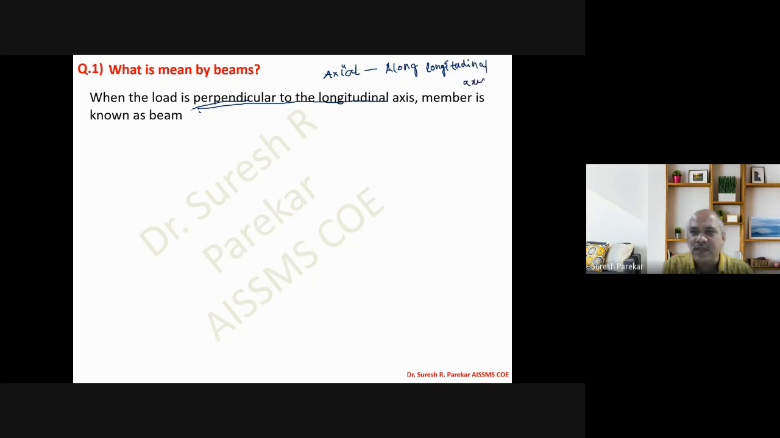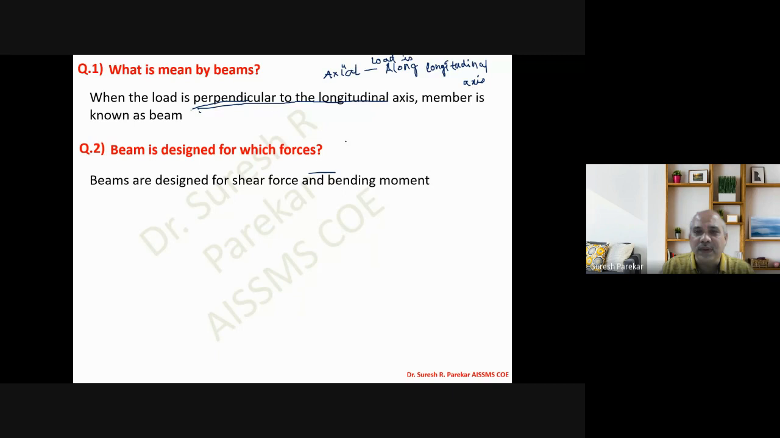So this difference you have to keep in mind, that is, load is along the longitudinal axis in axial members, and in beams it is perpendicular to the longitudinal axis. Beams and flexural members carry shear and bending moment. So if you remember, when we have loads perpendicular to the axis, we are going to draw a shear force diagram and then a bending moment diagram, and beams are designed for these shear force and bending moment values.